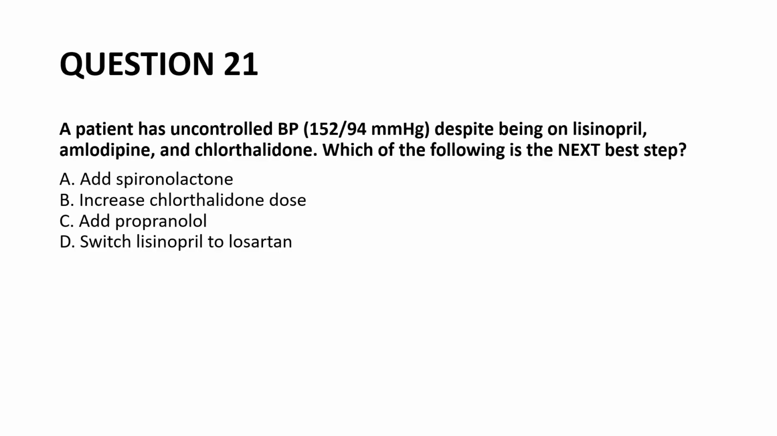A patient has uncontrolled blood pressure despite being on lisinopril, amlodipine, and chlorthalidone. Which of the following is the next best step? Add spironolactone, increase chlorthalidone dose, add propranolol, switch lisinopril to losartan. The correct answer is add spironolactone.